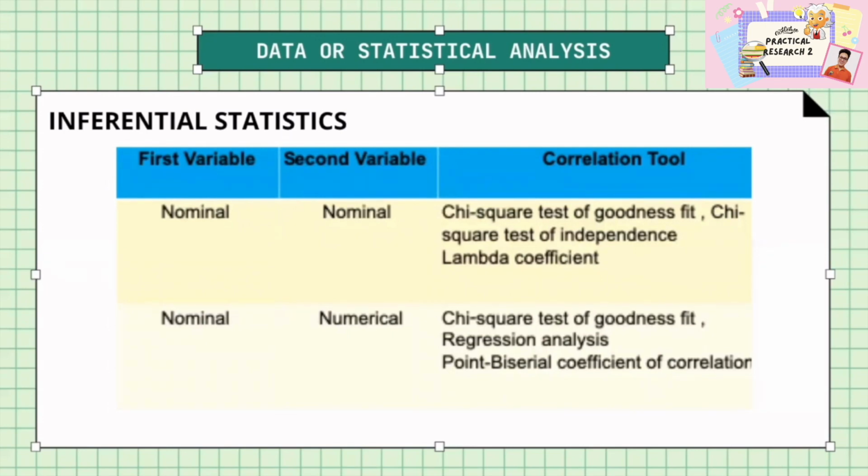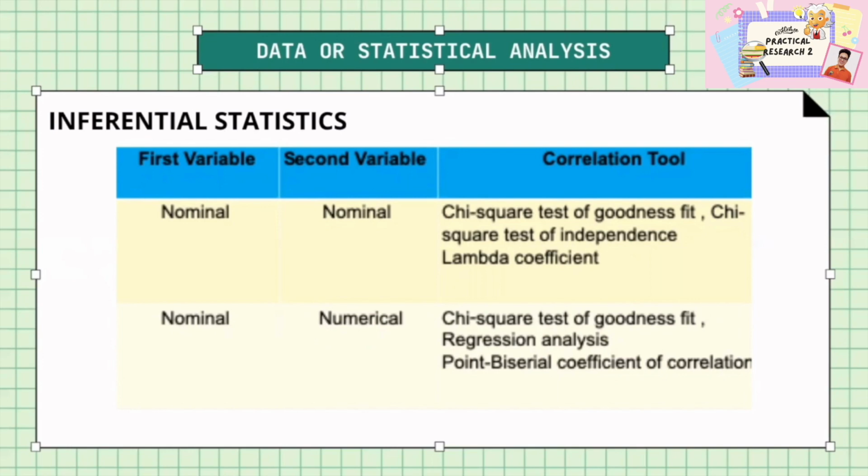Next, we have inferential statistics. Ma'am Andrea already discussed the types of variables, including the nominal variable, numerical variable, ordinal variable, ratio, and interval. For the purpose of this presentation, I will be focusing on nominal and numerical because most of the data that you will have will fall into this category.